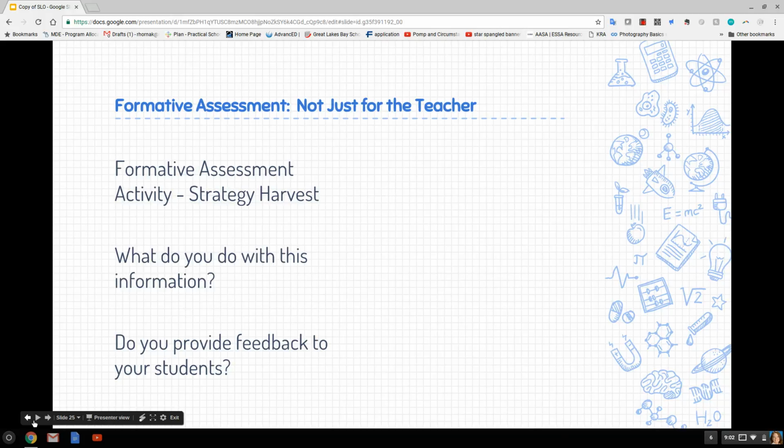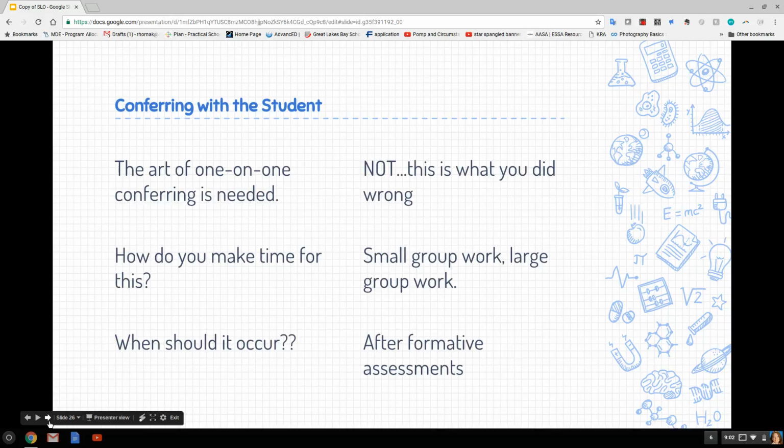It's one of those things where you collect that feedback, and there's so many ways you can do a formative assessment, that you collect that feedback and you know where your students are at, but a lot of times the teachers then don't provide that feedback to the students, and that is a huge part of this process. They need to learn to confer with students. Go over, okay, here's where you are, here's where you need to be, what can we do to get there? It's the art of one-on-one.